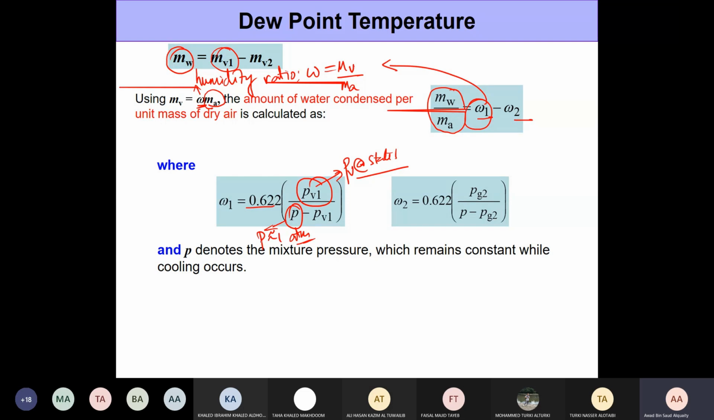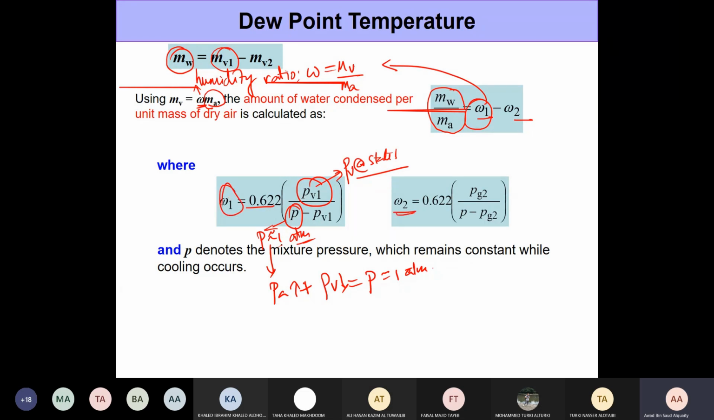Now, when the cooling is occurring, there's nothing happening to the mixture pressure. All right, the only thing that's happening is there's going to be a readjustment of the partial pressures of the two components. What are the two components in the mixture? The dry air and Pv. The sum is going to remain as 1 atmosphere. It's not going to change at all. So as Pv reduces, the partial pressure of dry air will increase, simply because it's occupying more space now. Okay, so that's how you get omega 1.